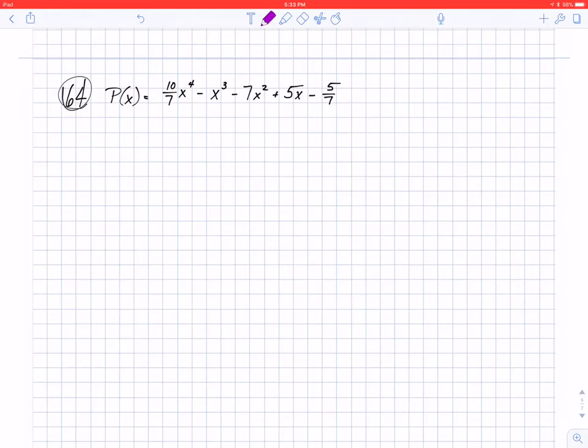You've done this before by finding the common denominator and then multiplying on both sides by the common denominator. You can see that the common denominator is 7, so we're going to multiply on both sides by that common denominator. On the right side, we'll distribute. So on the left, we just have 7 times p of x. And on the right side, you've got 10x to the fourth. You guys know how to distribute. Minus 7x cubed minus 49x squared plus 35x minus 5.